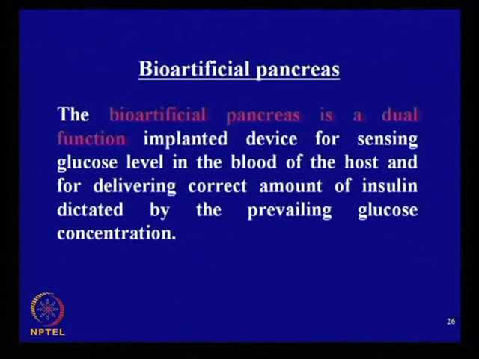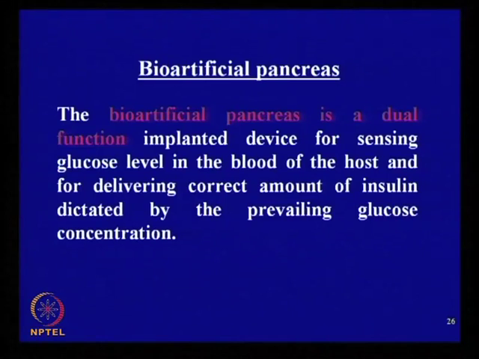Now, this bioartificial pancreas. In the last class I told you what is an artificial pancreas, which can show the ability of sensing the insulin concentration or glucose concentration, as well as release insulin trapped inside, encapsulated inside. So, this bioartificial pancreas is a dual function implanted device for sensing the glucose level in the blood of the host and for delivering the correct amount of insulin dictated by the prevailing glucose concentration. So, you have got the concept.